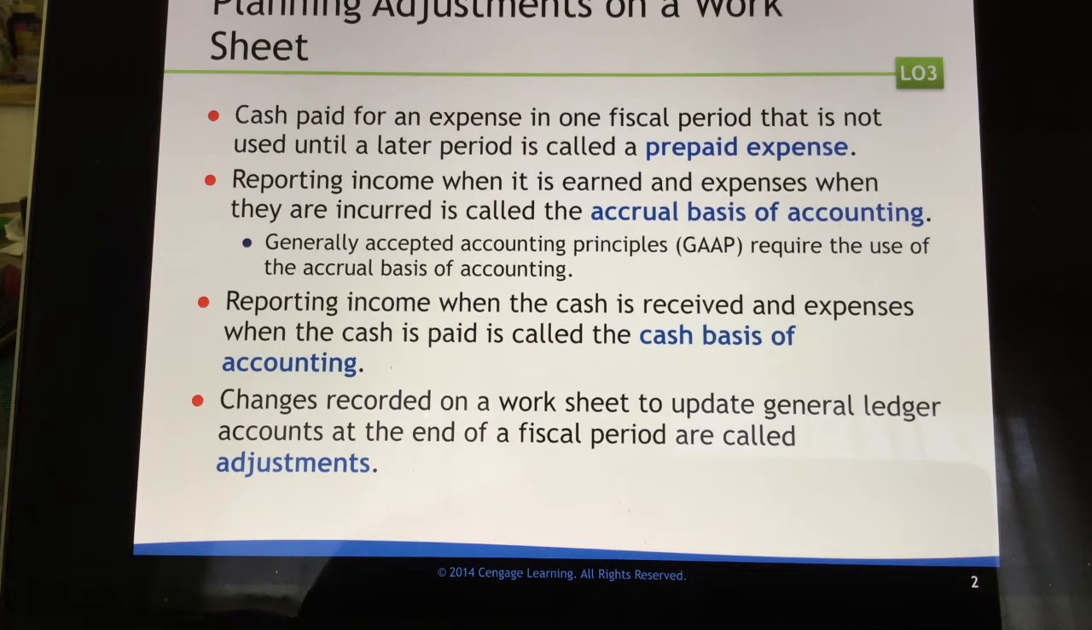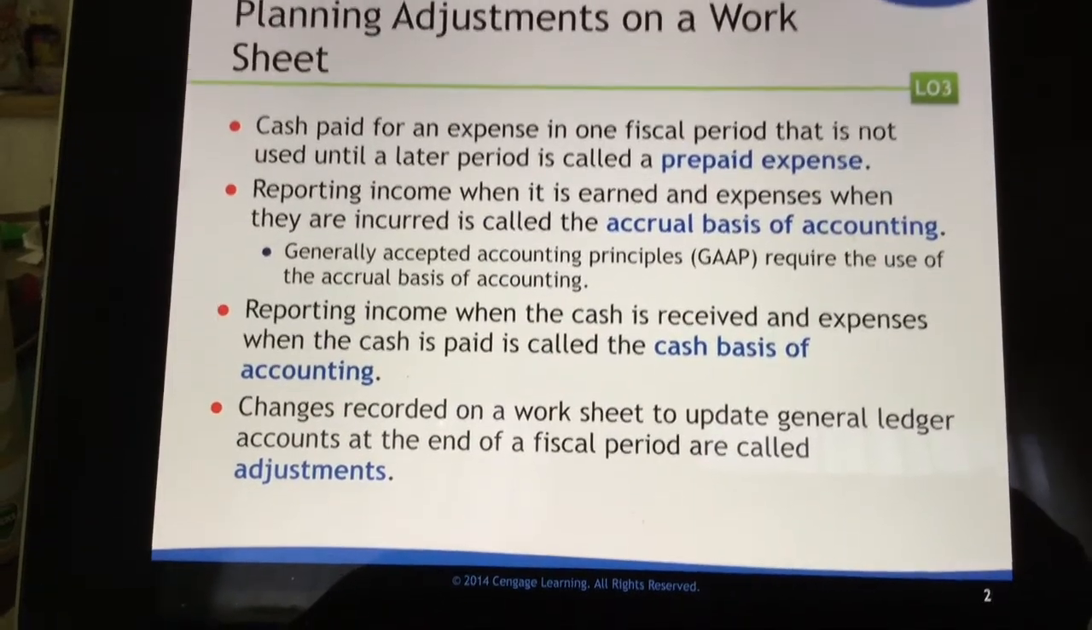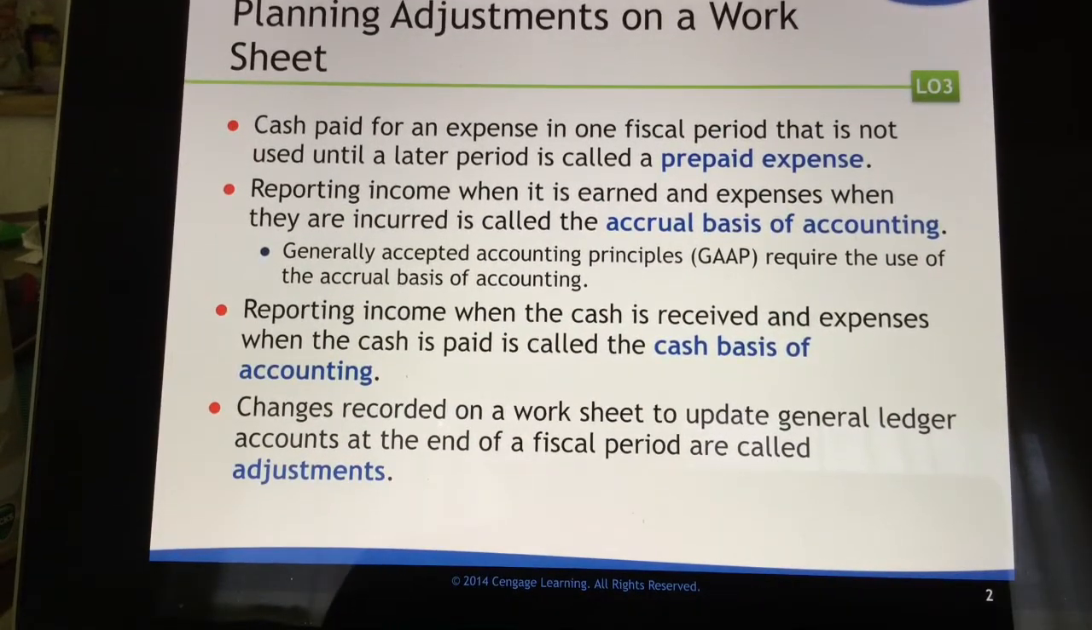Reporting income when it is earned and expenses when they are incurred is also called accrual basis of accounting. Under the generally accepted accounting principles, our GAAP, we are required to use the accrual basis of accounting. So what that means is, if you buy a bunch of supplies at the beginning of the school year, and then you find out that, hey, I don't have any more pencils because I used all my pencils in the first 6 weeks, or I gave my pencils away, then you actually have to go back and adjust how much supply you actually have based on what's been used. And you do this every fiscal period. And for us in Accounting 1, we're doing this on a monthly basis.